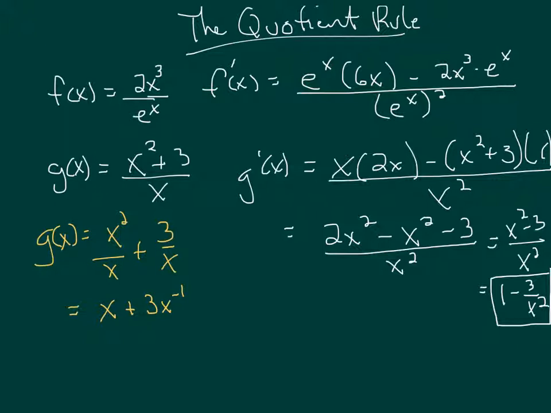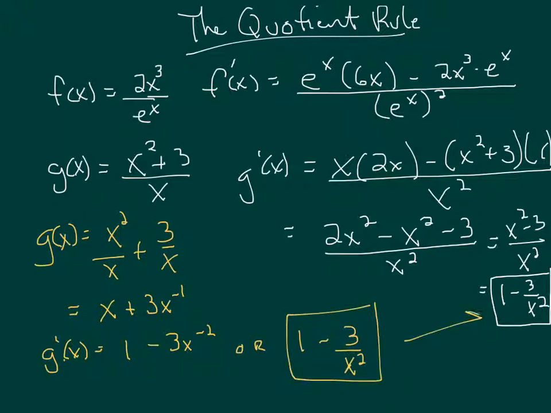Now instead of using the quotient formula, we have two functions being added together, so we can use the sum and difference formula. So g prime of x will just equal 1 plus 3x to the negative 2, or you could rewrite it as 1 plus, I'm sorry, that shouldn't be plus, that should be minus 3x to the negative 2. So you would get 1 minus 3 over x squared, which you'll notice is the same answer as you had gotten using the quotient rule. Okay, let's take a look at one more and then we'll end the video.